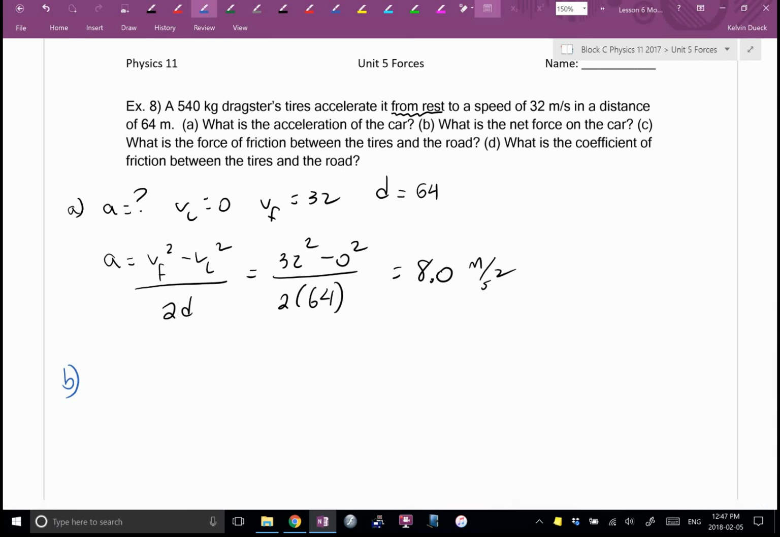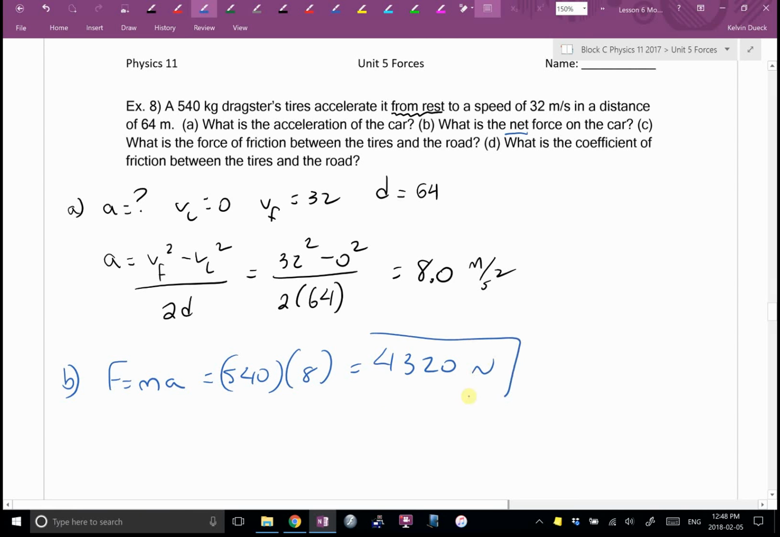Christian, what's B asking me to find? Oh, did you say net? If they say that, I can go straight to F equals ma. No free body, no nothing. Did they give me the mass? Did they give me... Oh, Nick, what did we just calculate? Oh, so did they give me a? No. But could I figure it out? Yeah. Would I feel comfortable now that I've done this with you, not walking you through part A and just jumping straight to part B on a test? Yes. Okay. So it's going to be 540 times 8. 4,000 plus 300. 4,320. Double check me. 4320 newtons. Cool.